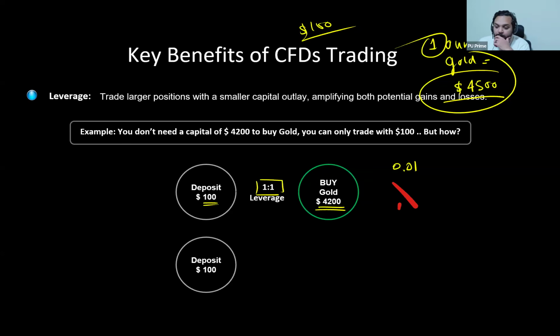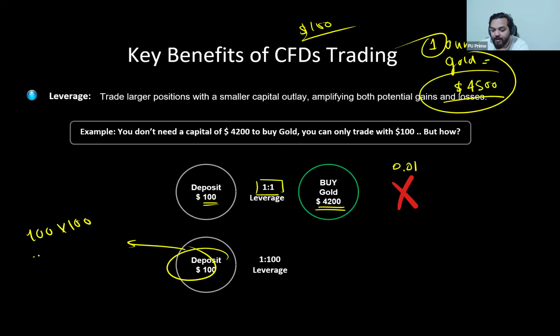Because if you deposited $100 with your broker, the broker can give you a leverage of 1 to 100 or 1 to 500, which means what? Which means that this 100 is going to be multiplied by 100, which means that you have $10,000. Now, this $10,000, guys, please take care of this because this is very risky.